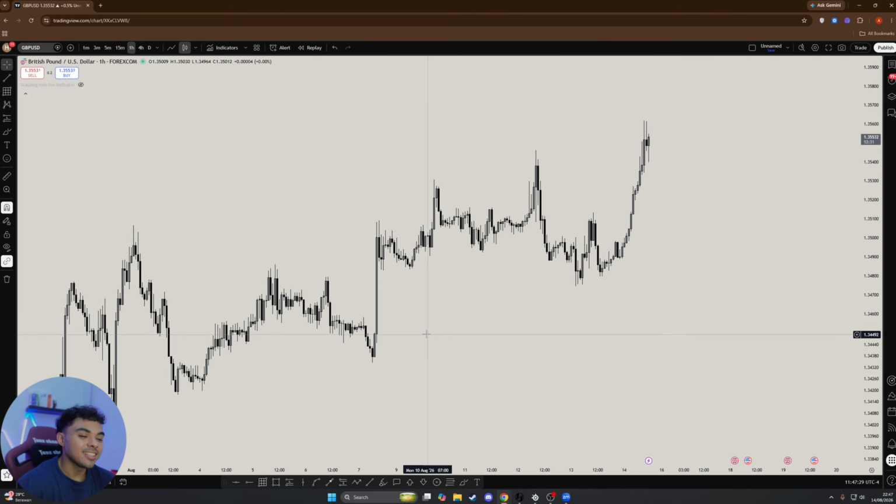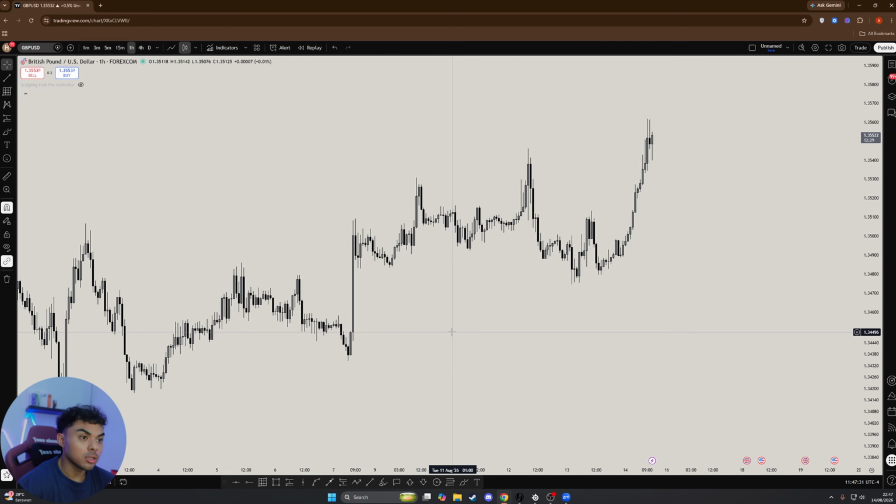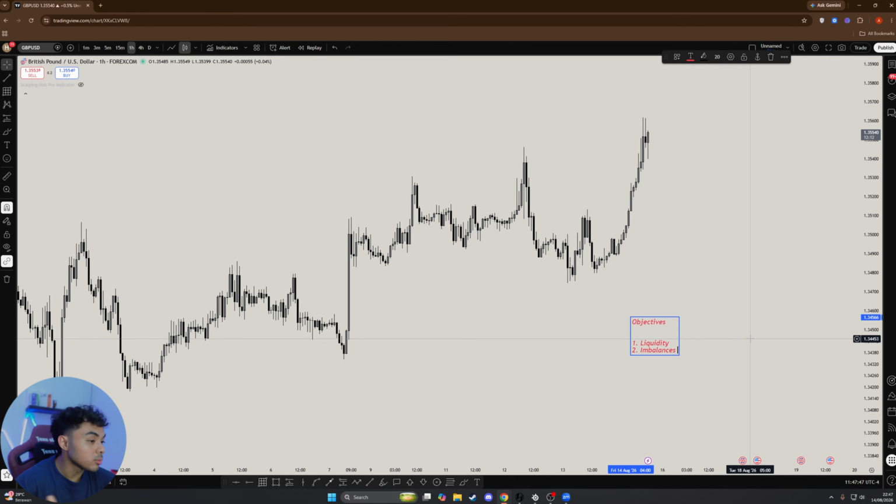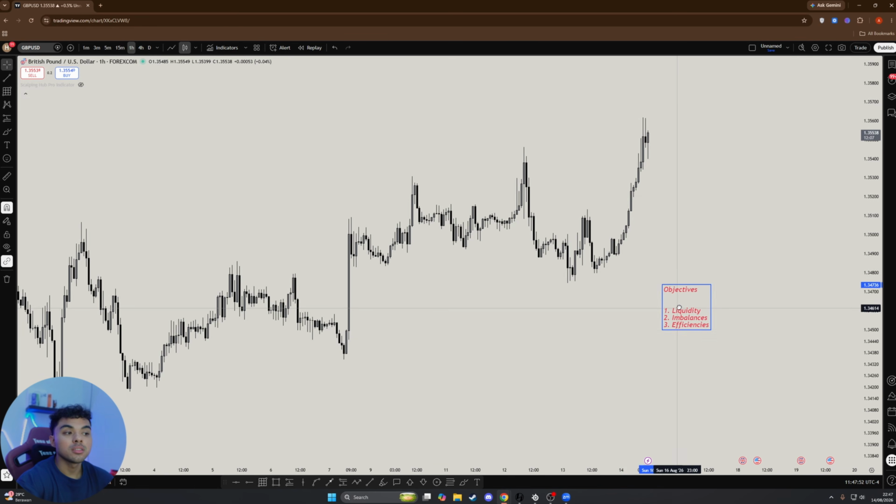Now, understanding the imbalances, right? We need to understand the other two objectives, because imbalances, they are objectives, okay? If I were to write down the objectives here, when I say objective, these are the things that price chases. Number one would be the liquidity. Number two is imbalances, or fair value gaps, whatever you want to call it. Number three is going to be the efficiencies. Okay. These three are the objectives.